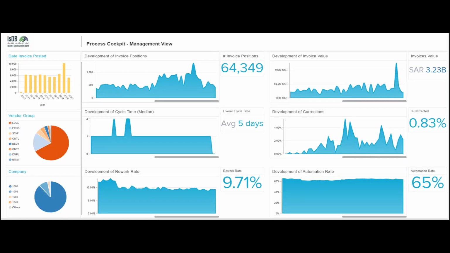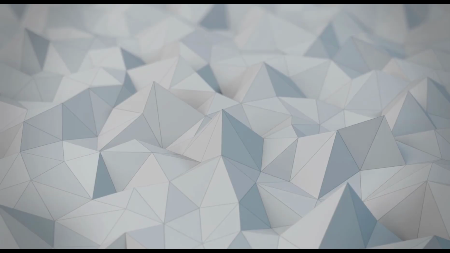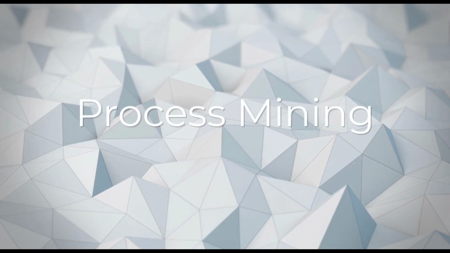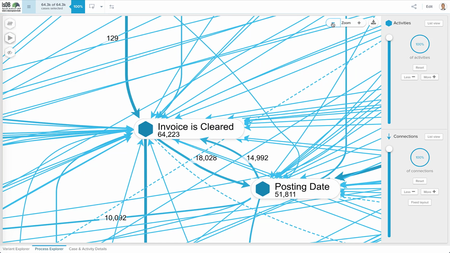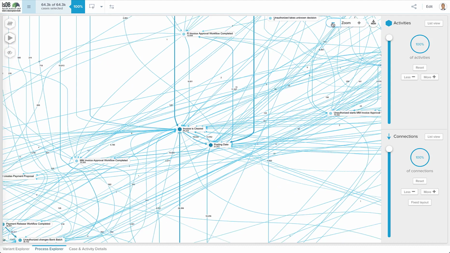Over a period of 10 years, the accounts payable team at the Islamic Development Bank have processed more than 64,000 invoices for vendors and employee expenses. This does not include operational data such as project disbursements. What we are looking at is the accounts payable process in its full complexity.